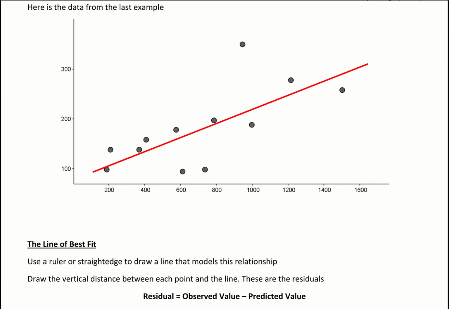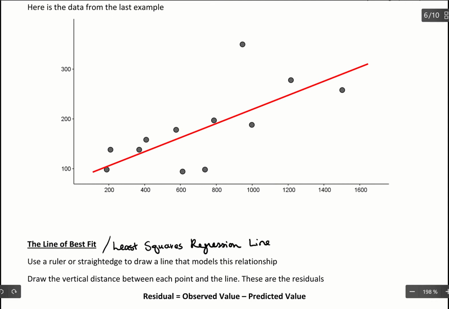What we'll be doing is GeoGebra is going to find this line for us. This is called the line of best fit. It's also called the least squares regression line. It is also called just the regression line sometimes. There's a few different terms you're going to see, but it's going to be this equation of the line going through the data.